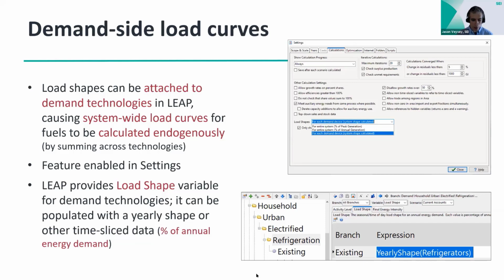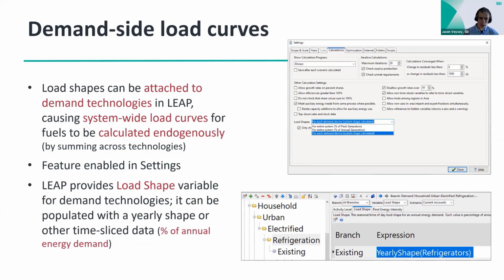So far, when we've been putting load curves into our models, we've been using supply-side exogenously specified load curves for an entire electricity module. That's one way you can do it, but you can also have LEAP calculate the total system-wide load endogenously using curves that are attached to individual demand technologies in LEAP. I mentioned the other day that this is enabled through basic settings under the calculations tab.